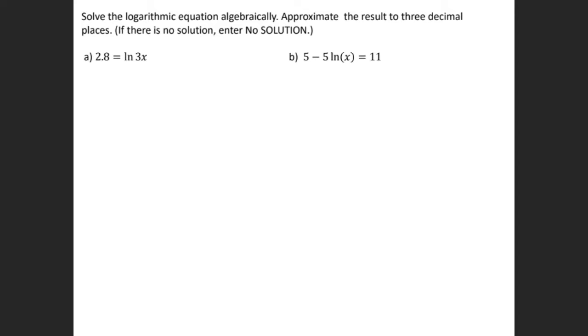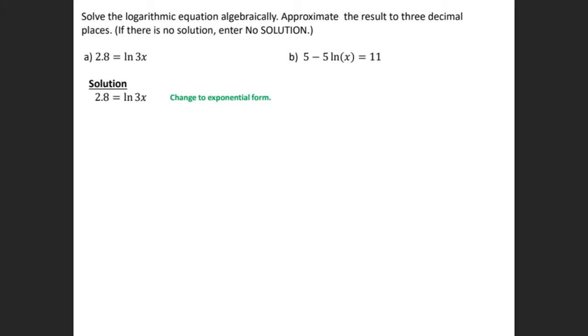Same thing with these, right? If I want to do these, what I would have to do here is first convert it into an exponential form. So again, my base is the natural log, the base is e. So the output of the exponential is the input of the exponent, e to the 2.8. The input of the log is the output of the exponent, which is equal to 3x.